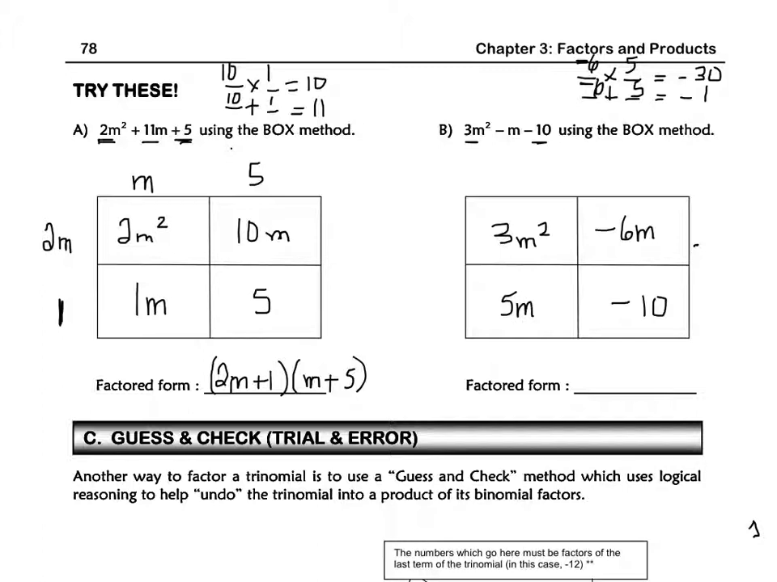So if we factor out the GCF from each row and column, the first one we've got a 3 and an m. In the second row we've got a 5 that's common. In the first column here, 3m squared and 5m, there's only an m that's common. And in the second one we have a negative 2. Negative 2 would be the only thing common to 6m and 10. And the negative, of course. So the factors would be 3m plus 5 by m minus 2.